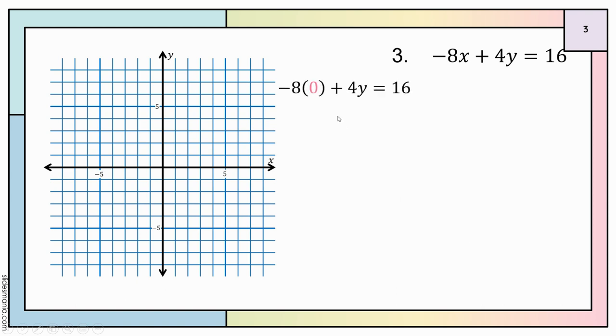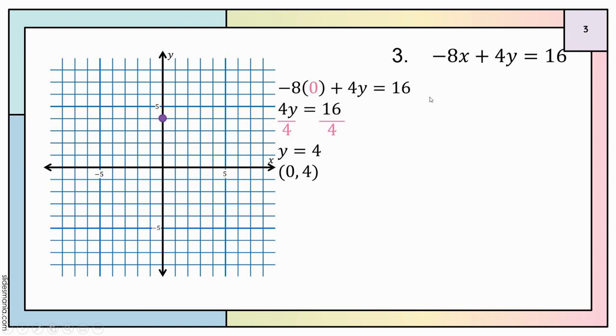For number 3, replacing x with 0, we would get negative 8 times 0, which is 0. So that leaves us with 4y equals 16. Divide both sides by 4, and we get y equals 4. So writing that as an ordered pair, it would be (0, 4). So I'll come over here and plot (0, 4).